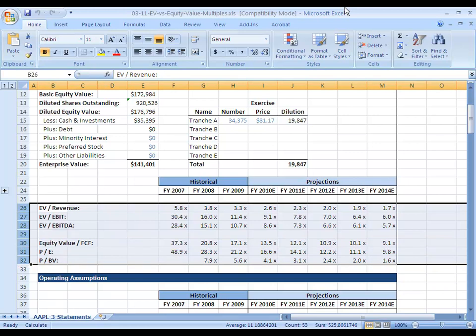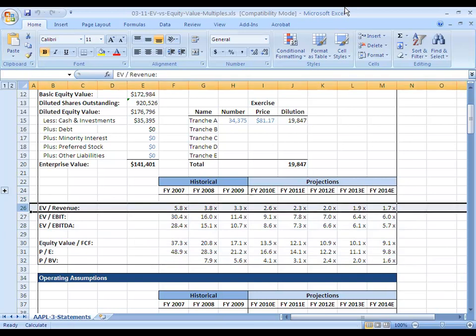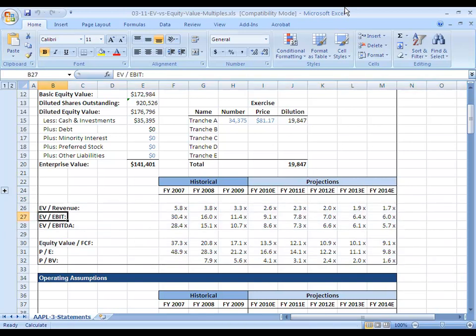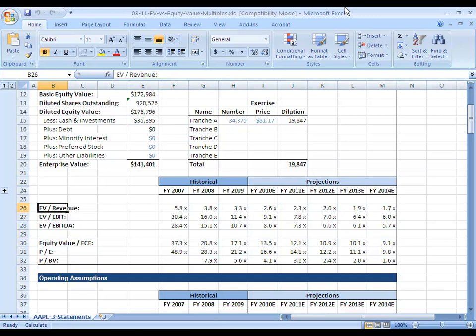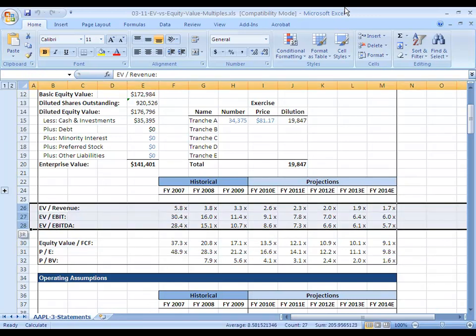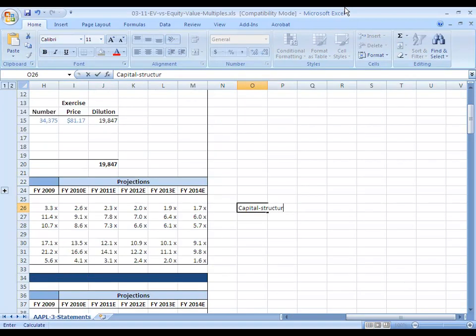One thing we didn't cover is why we actually use enterprise value for this first set and why we use equity value or share prices for this last set right here. And the basic difference between these is that when you use enterprise value, you're looking at something that is capital structure neutral. What I mean by capital structure neutral is that you are excluding interest income or expense.